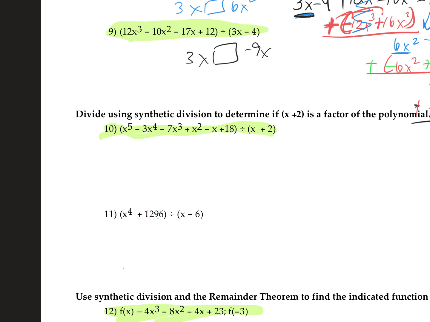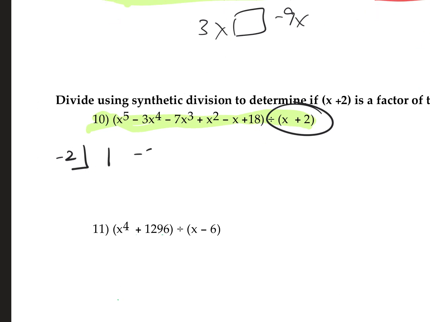Divide using synthetic division. Determine if something is a factor or not. If they tell you what to use, guys, what am I plugging in? I'm going to use -2 because I'm setting this equal to 0. So I write out my coefficients: 1, -3, -7, 1, -1, 18. I'm going to tell you right now, make sure you check that there are no gaps when you do anything with synthetic division. Always check.